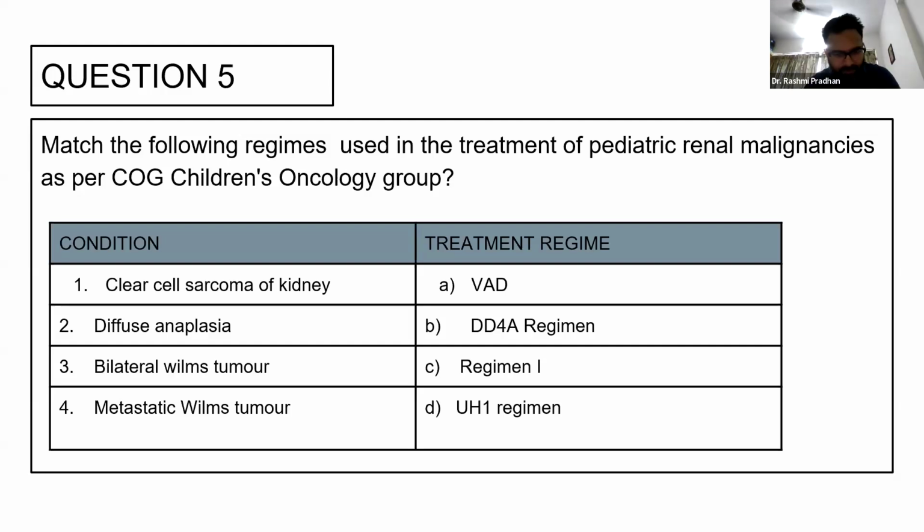Sir, because I am not sure about clear cell sarcoma. So metastatic will be DD4A, metastatic Wilms. Okay. And diffuse anaplasia is that... I'm not sure, sir. Okay. It's okay. Even if you don't know, I'm not that bothered that you have to know all this. Come to the next slide.